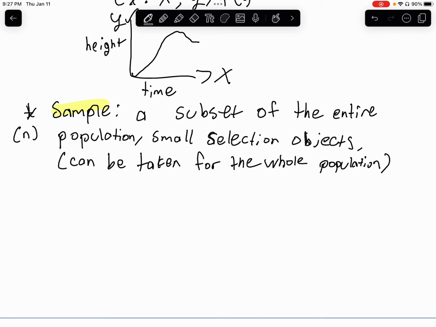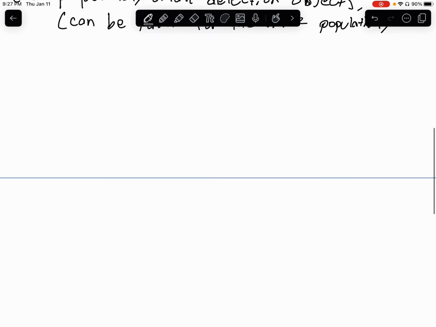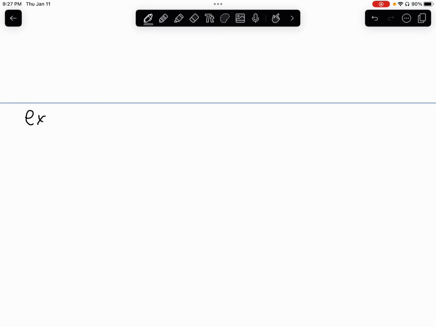So we're going to do an example on our next slide, so I'm going to turn this over. Example: let's just do 1.1. That's the chapter of the text we're going to be using. I'm going to post the link as well.